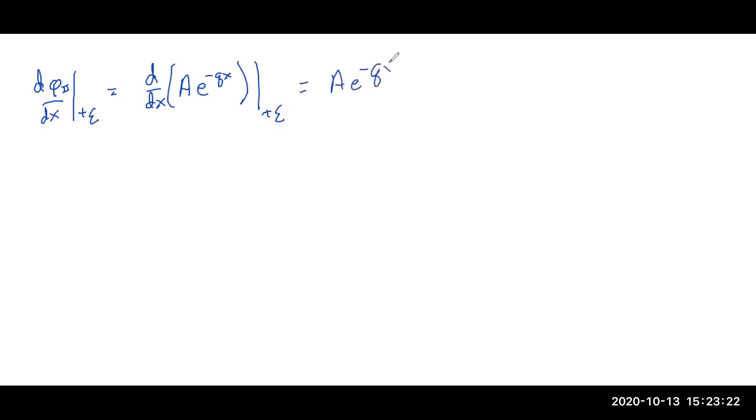I can then look at the derivative of phi 2 with respect to x, which I will evaluate at plus epsilon. So this is going to be the derivative with respect to x of a e to the minus qx evaluated at plus epsilon. And this is going to be equal to a e to the minus qx times minus q evaluated at plus epsilon. So this is minus q times a e to the minus q epsilon.